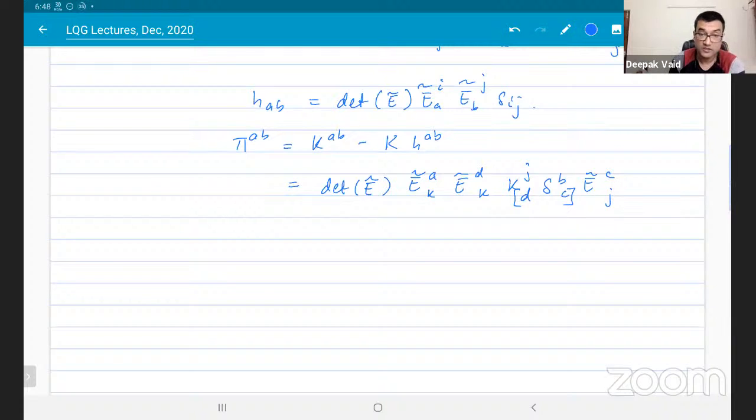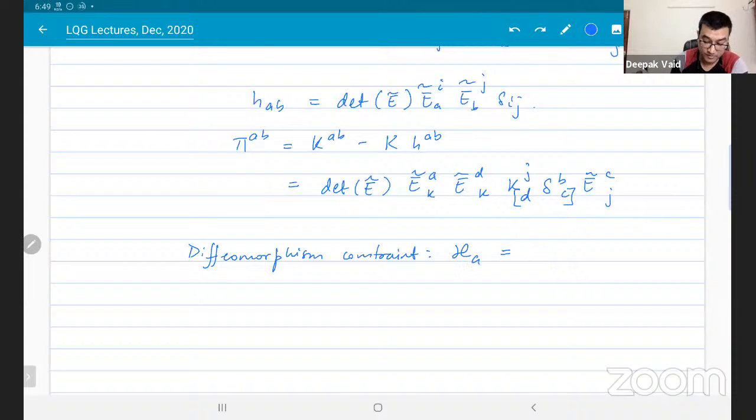And now we can write down the expression for the Hamiltonian constraint and the diffeomorphism constraint. So the diffeomorphism constraint, which was HA, is equal to the covariant derivative of this. So HA is equal to DB phi AB is equal to 0.